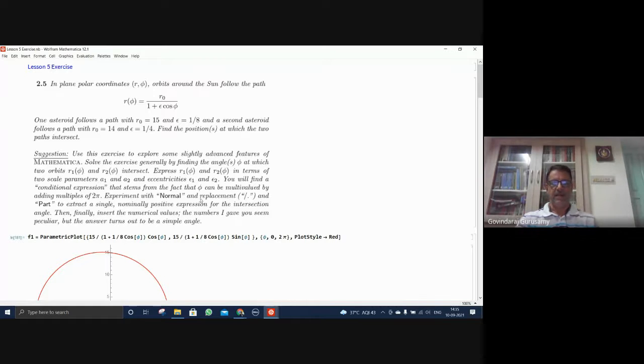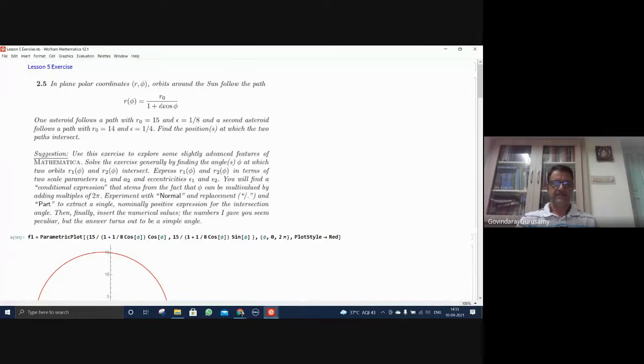Experiment with Normal, Solve, and put a Normal and a replacement by slash dot, and Part to extract a single nominally positive expression for the intersection angle. Then finally find the numerical values. The numbers I gave you seem peculiar, but the answer turns out to be a simple angle.